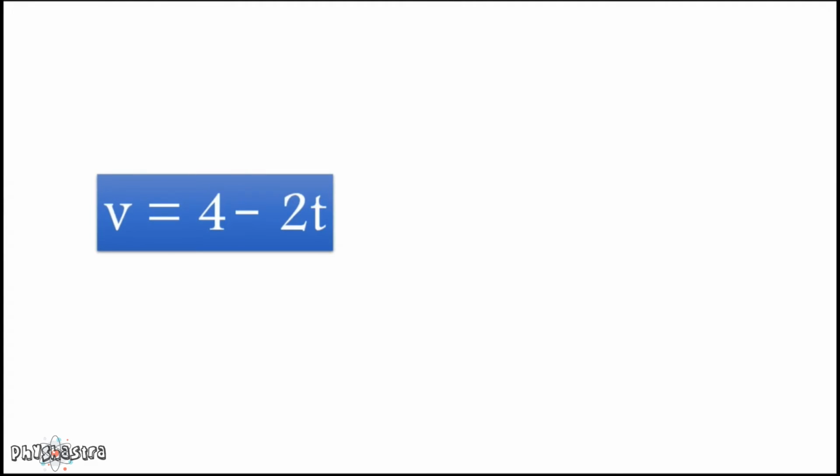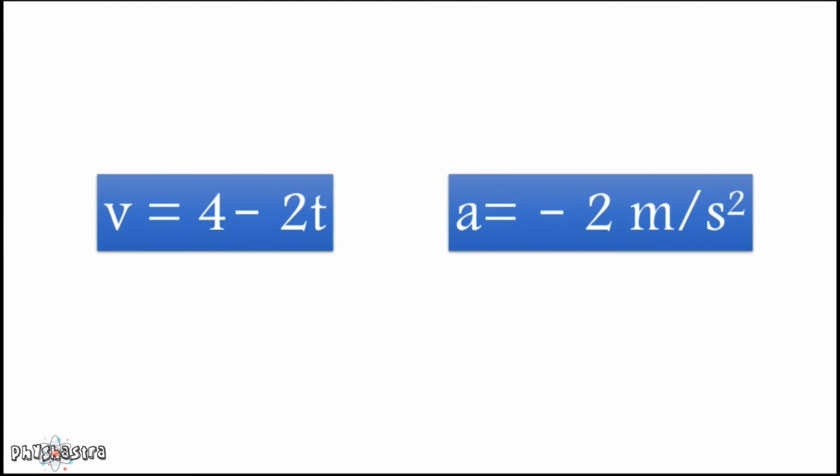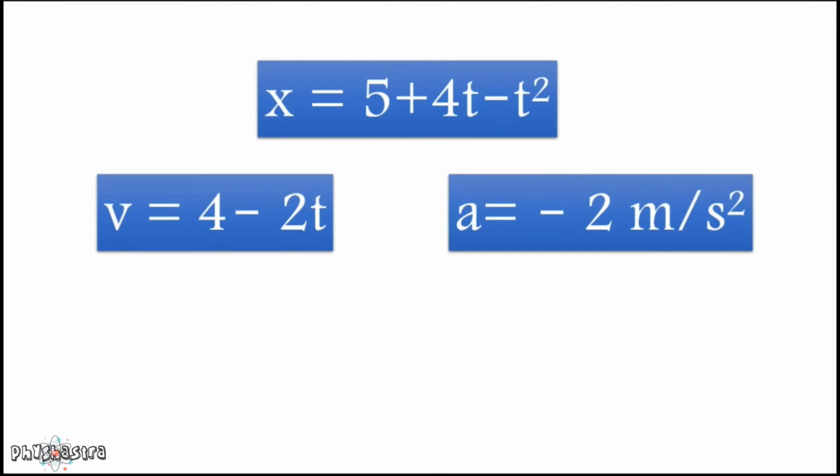Now let us plot the analysis of this problem. Here we have velocity as 4 minus 2t and acceleration as negative 2 meter per second squared, which we have derived from the behavior of the skateboard in the form of the equation x equals 5 plus 4t minus t squared.